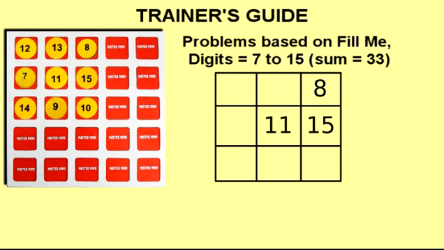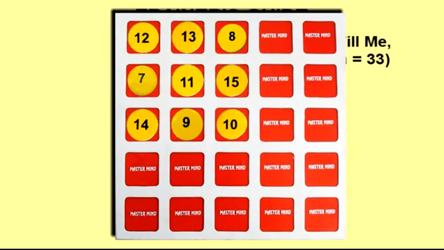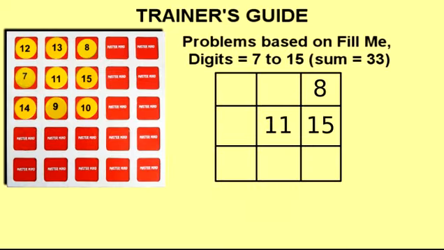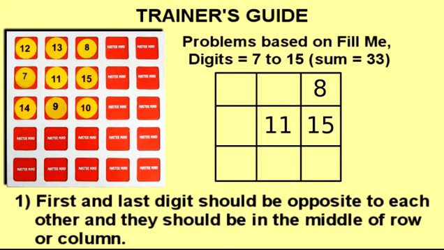This question is based on filmy from digits 7 to 15 and the sum is 33. Let's suppose this is how the student or the kid has completed the grid according to this question. Now we will go again with the set of conditions. Let's see the first condition. The first and the last digits should be opposite to each other and they should be in the middle of a row or column. The first digit is 7. Last digit is 15. They are opposite to each other and they are in the middle of a row or column. That means our first condition is satisfied.